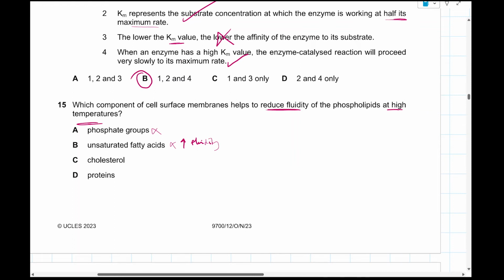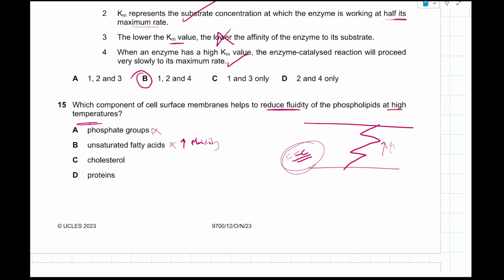The reason for this is that unsaturated fatty acids contain carbon-to-carbon double bonds. These carbon-to-carbon double bonds create, let's say, gaps within the membrane. These gaps increase the fluidity. Therefore, this is incorrect. For C, cholesterol. Yes, this is correct because at high temperatures, cholesterol works to reduce the fluidity, and at low temperatures, cholesterol works to increase the fluidity. Therefore, this is correct. And then finally, proteins. This is incorrect. Therefore, the answer is going to be C.